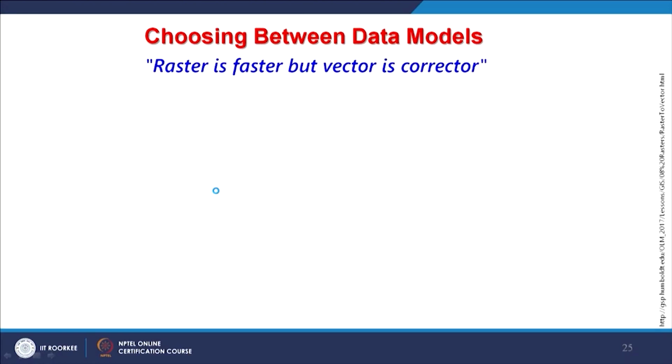Now, which model to choose? Of course, it depends. The best answer to this question is that it depends on your project. It also depends on what is available. If a raster is available and my project also requires raster data, then why should I bother about vector data, and the same with vector. But sometimes we have to do it. So, we know raster is faster, but vector is correcter, meaning it has more correctness, a more accurate representation.